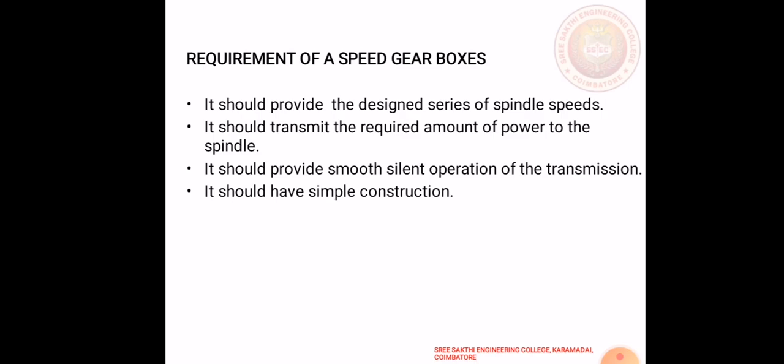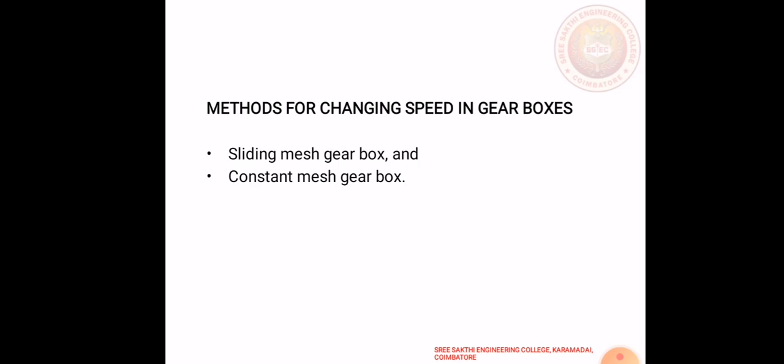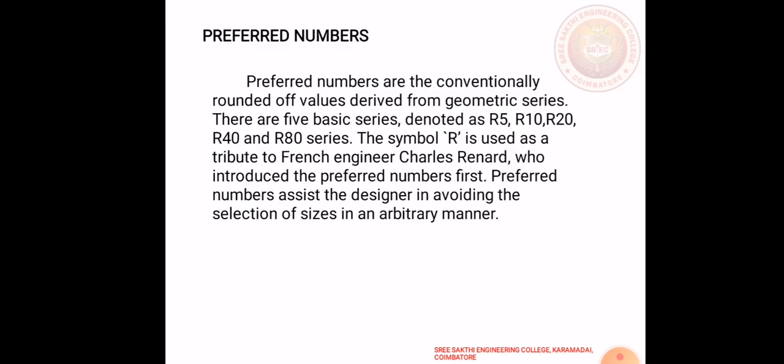Requirements of a speed gearbox. So these are all the requirements of a speed gearbox. It must provide a designed series of spindle speeds, transmit the required amount of power to the spindle, and provide smooth and silent operation of the transmission. It must be simple in construction. There are different methods of speed change in a gearbox, that is, sliding mesh gearbox and constant mesh gearbox.